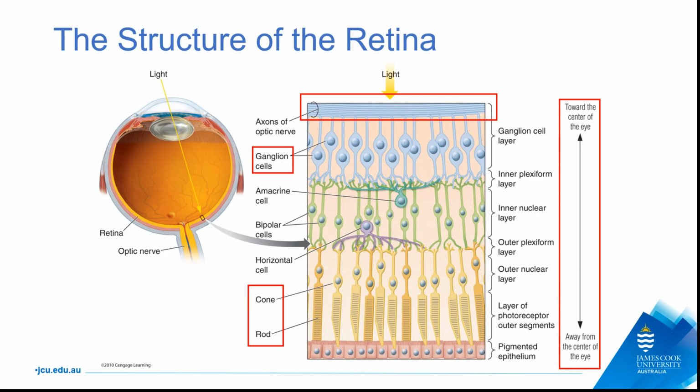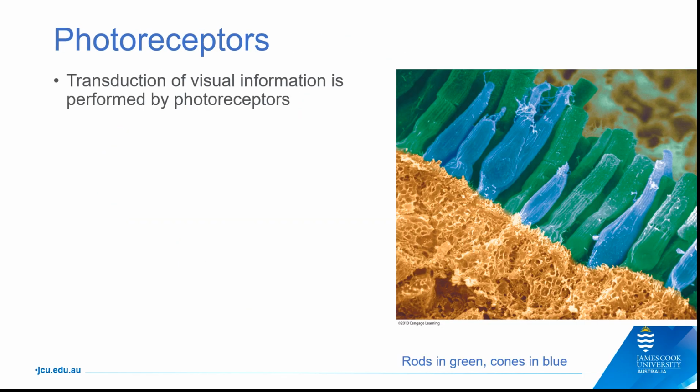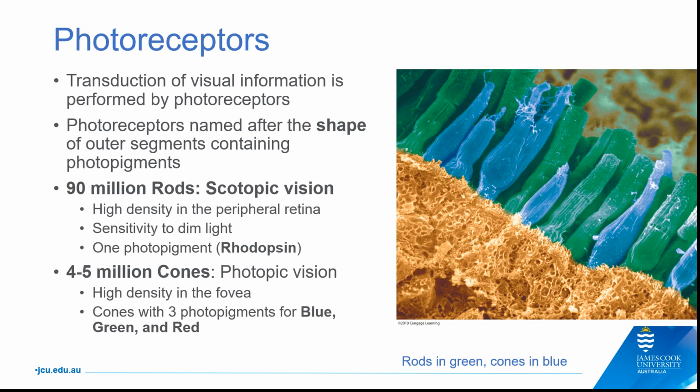Okay, so now let's talk about our photoreceptors. First things first, we have transduction of visual information, the primary function of our photoreceptors: conversion of all the EM energy from light into electrochemical energy that the other cells like bipolar cells, horizontal cells and ganglion cells can process. Photoreceptors are simply named after their shape. A rod literally looks like a rod, a cone literally looks like a cone. We have around 90 million rods, but only 4 to 5 million cones.